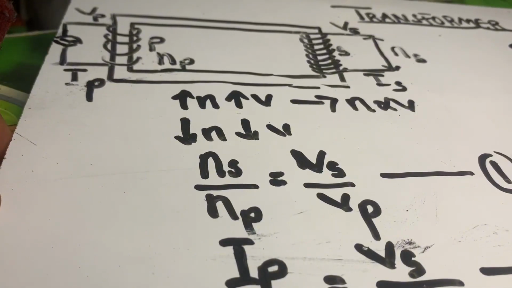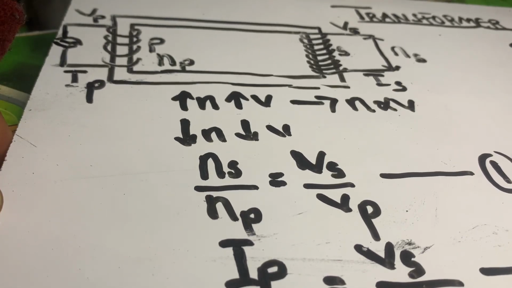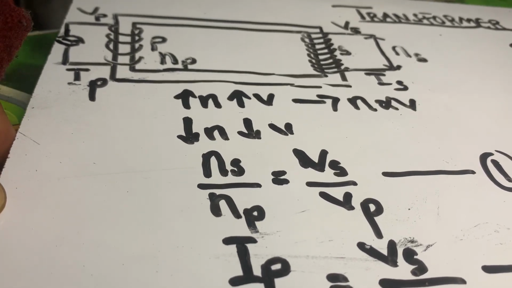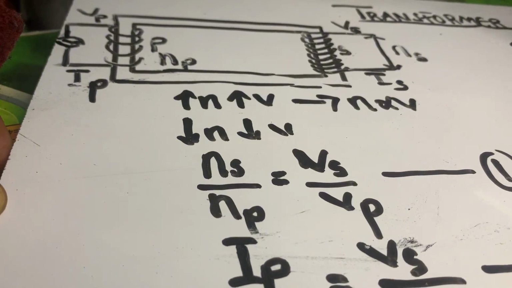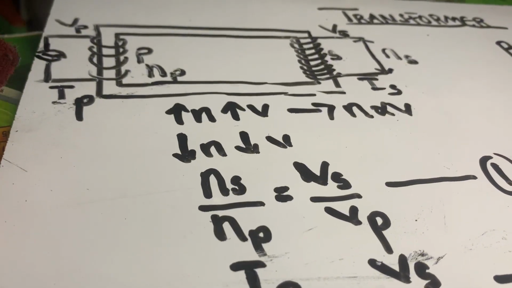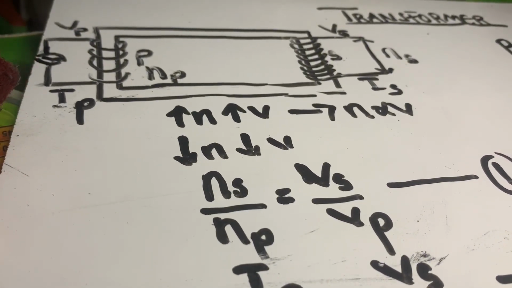So we said a transformer is a device that is used to step up or step down an alternating voltage. To step down a voltage means to decrease the voltage. To step up a voltage is to increase the voltage. A transformer is said to be step-up if it is being used to increase a voltage, and step-down if it is being used to decrease a voltage.